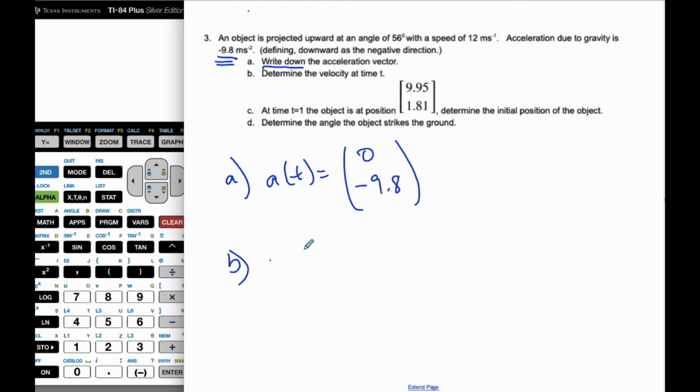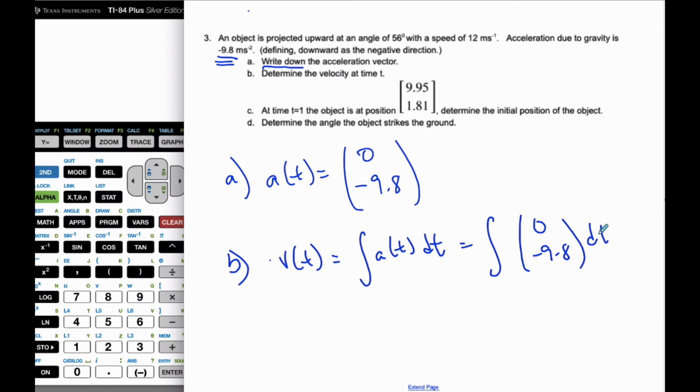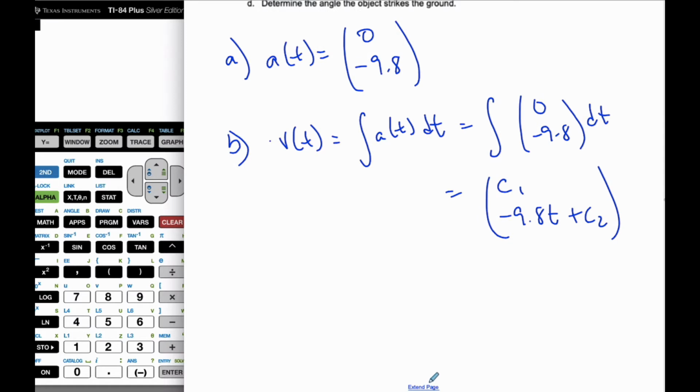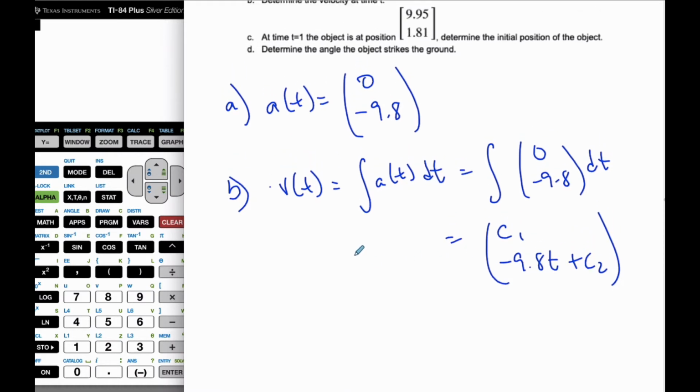Part B says to find the velocity at a given time. Well, we know velocity is the integral of the acceleration function. So we want to integrate this vector here, negative 9.8 dt. That's going to be some constant, and this is going to be negative 9.8 t plus a second different constant. My dilemma, though, is I do not know what my constants are, so I have to think about the initial information. What do we know?